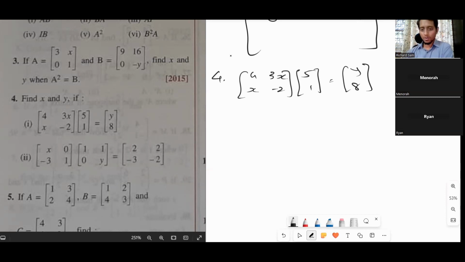Okay. All right. So how do we multiply these two matrices? First row into first column. So that is what? 4 into 5, which is 20. See, I'm avoiding a step. Instead of writing 4 into 5, you can do that in the mind, right? So 4 into 5 is 20 plus 3x into 1, which is 3x. So that is equal to what? y. That is your first equation. You understood? So you're writing it as an equation. Okay. And the next one?